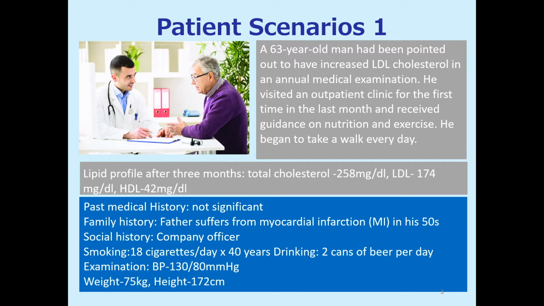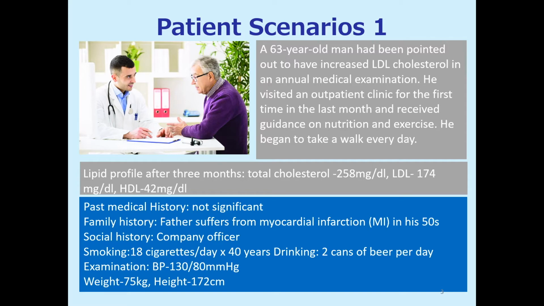A 63-year-old man had been pointed out to have increased LDL cholesterol in an annual medical examination. He visited an outpatient clinic for the first time in the last month and received guidance on nutrition and exercise. He began to take a walk every day. His lipid profile after 3 months is total cholesterol 258 mg per deciliter, LDL 174 mg per deciliter, HDL 42 mg per deciliter. Past medical history is not significant.